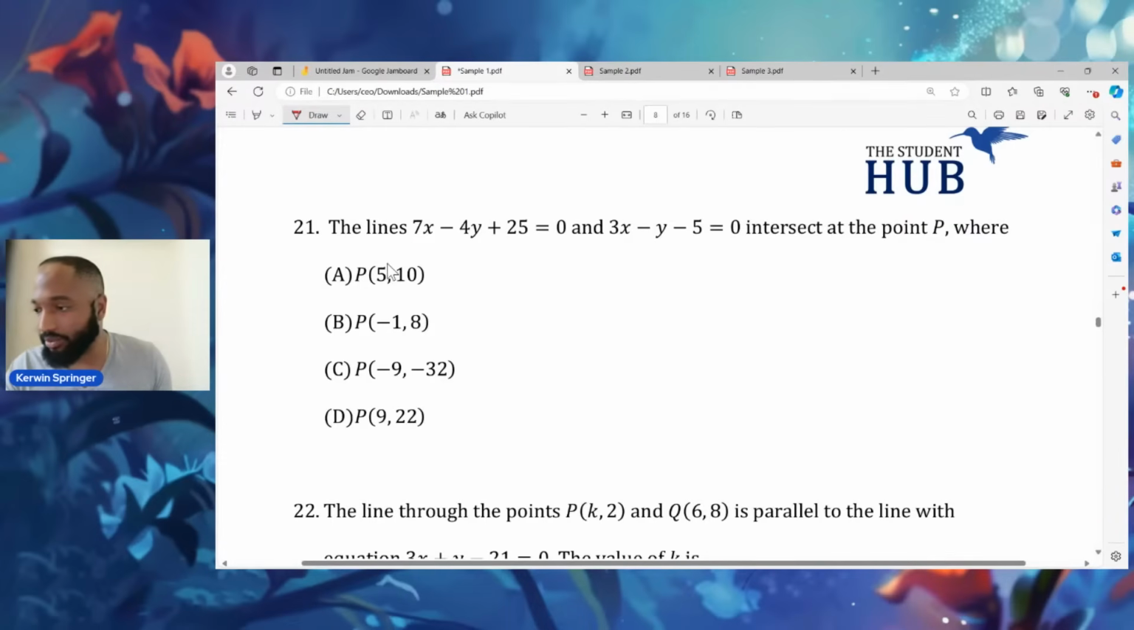I'll get 35 minus 40 plus 25. That does not give me 0. You can see that's not going to give me 0. Try negative 1. So I'll get negative 7 minus 32 plus 25. Still, I'm not getting 0 here. Understand? This is the fastest way to do it rather than having to solve the simultaneous equations.